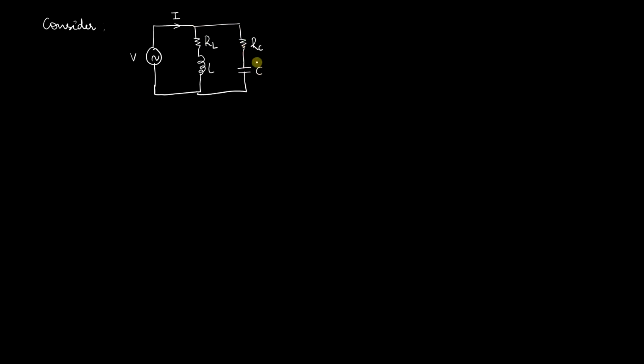Okay, so we had considered the parallel circuit with two branches, wherein we applied the voltage V and the current was represented as I. The resistance across the first branch was represented as RL and the second branch was represented as RC. Then we represented the corresponding impedances. For the inductor it was plus JXL and for the capacitor it was minus JXC.